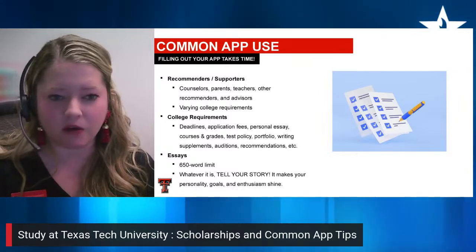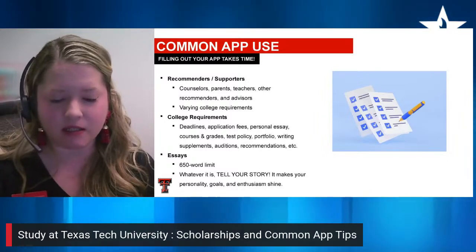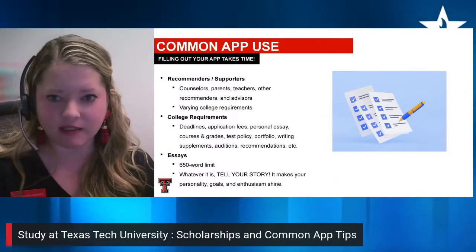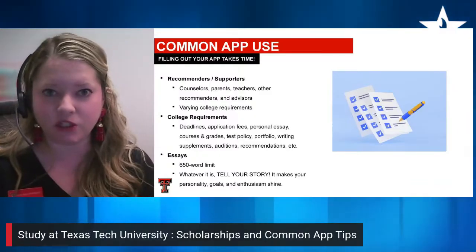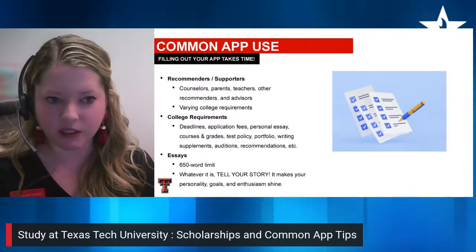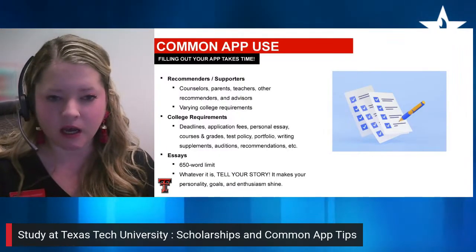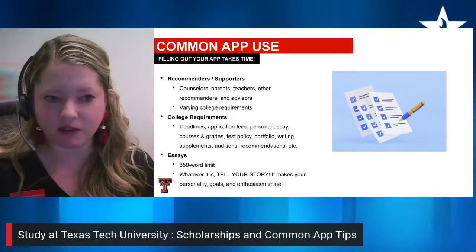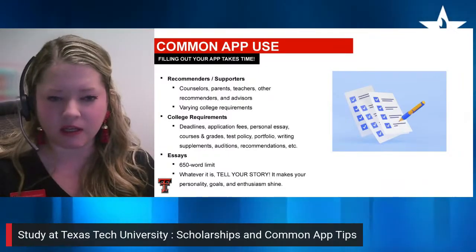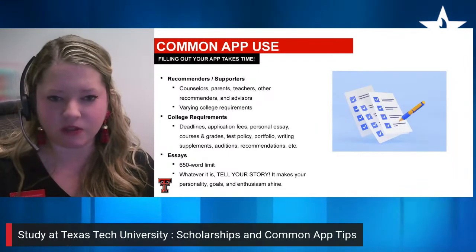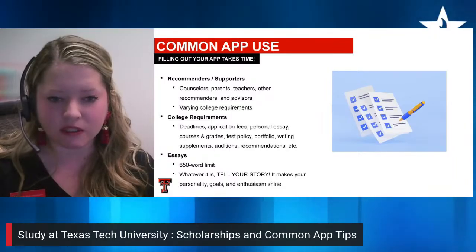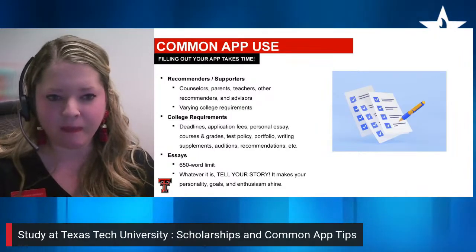It's important as well: college requirements. Make sure to check out the deadlines. Some universities like Texas Tech have rolling admissions. Some universities have strict, hard final deadlines. So just make sure when you're applying to pay attention to those. And then again, application fees, personal essay, courses and grades, test policies, etc.